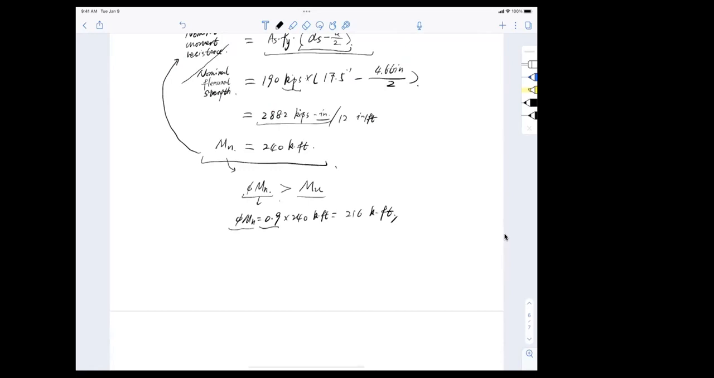All right, so this is the design flexure strength. Okay, thank you, Carson. Design flexure strength.